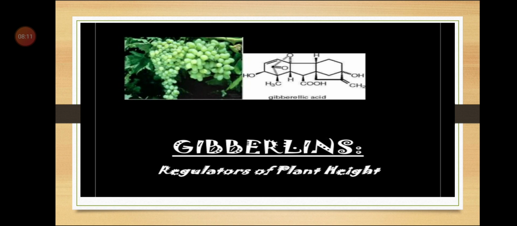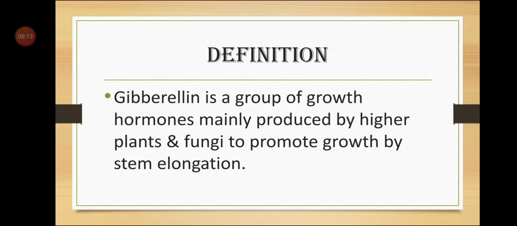So the gibberellin definition is as follows. Gibberellin is a group of growth hormones mainly produced by higher plants and fungi to promote growth by stem elongation. Gibberellin is one of the hormones. There are different types of plant hormones such as auxins, gibberellins, cytokinins. Amongst those, we are studying gibberellin.